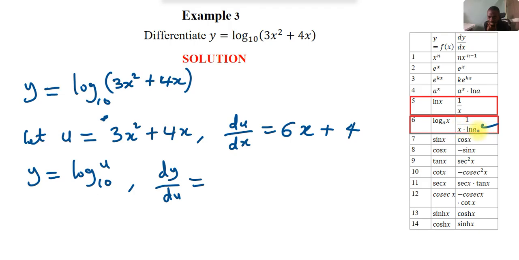1 over x in a. So we have to do the same thing here. We have 1 over u in 10, because our 10 now is the one standing in the position of a. Therefore, in this place, instead of a, we are going to put 10. So that's why we have 1 over u in 10.